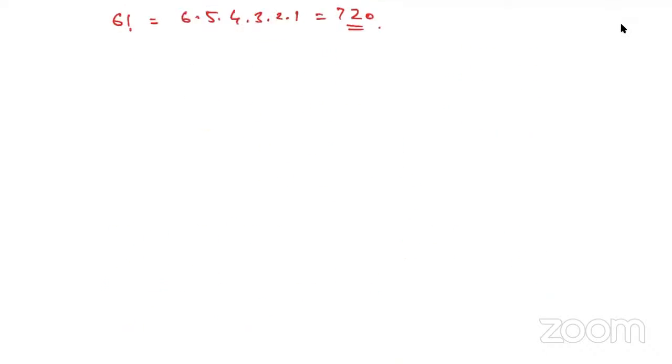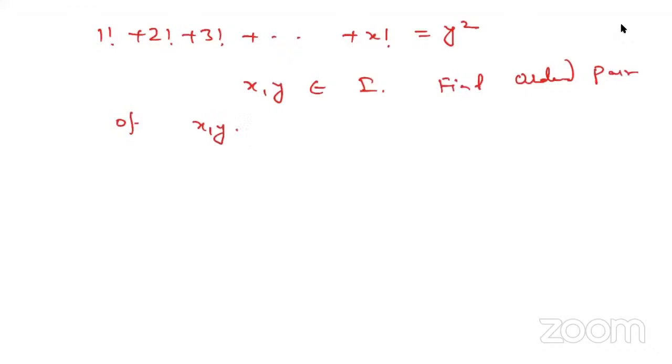We are starting with the first question: factorial 1 plus factorial 2 plus factorial 3 up to factorial x is equal to y square. x and y belong to integers, obviously positive integers. Find the ordered pair x comma y. You have to write down the answer in chat only.